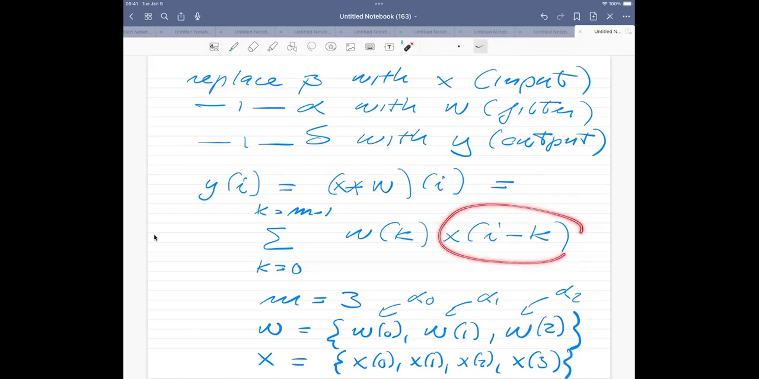But if you look at the formula here, when I put in an i, let's say i equal to 0, and k is equal to 2, because m is equal to 3, I will get an element x of minus 2, which is not defined here. But there's nothing that hinders me from increasing the size of x by padding. So this is how you can see how padding comes in. We just extend the size of the vector so that these elements are defined.